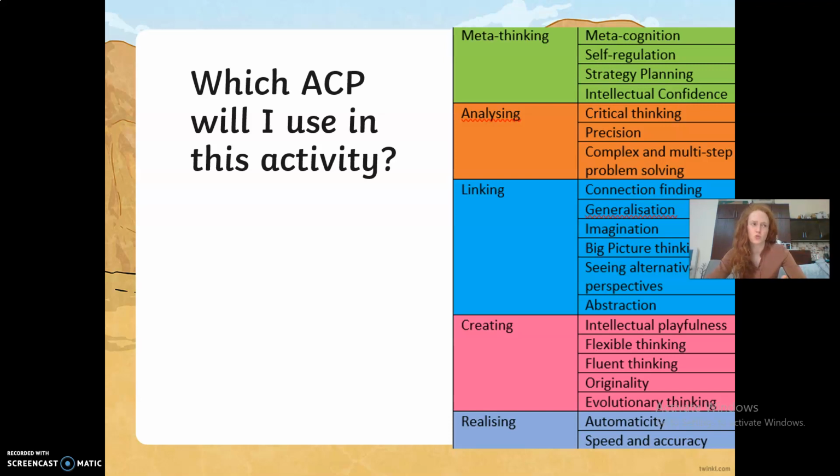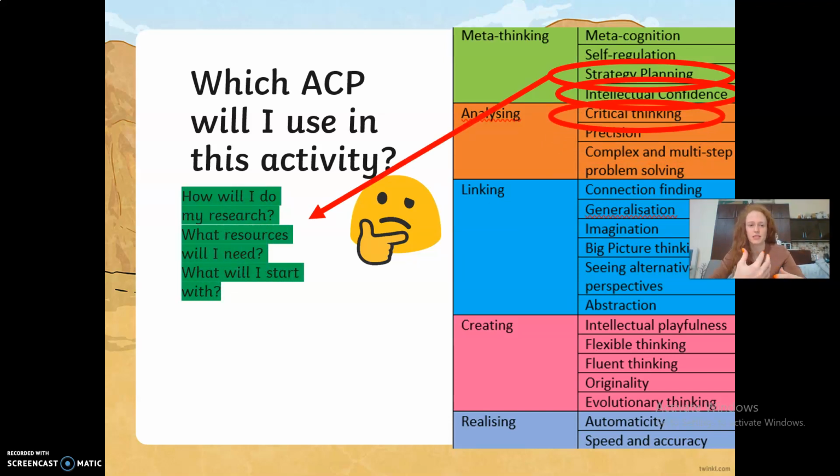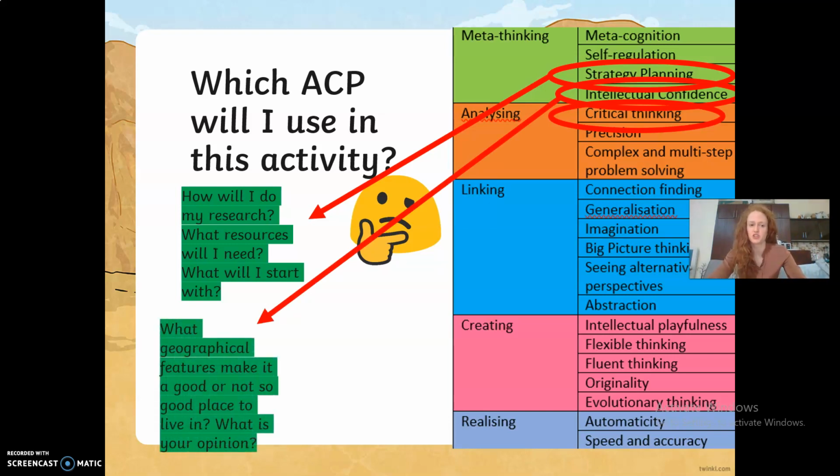Now, before you actually conduct your research, I'd like you to focus on what ACPs you will use in this activity, okay? So you can pause this video and take a minute to choose. Right, so we'll be doing strategy planning, intellectual confidence, and critical thinking. With strategy planning, I'd like you to consider things like how will I do my research, what resources will I need, what will I start with, what geographical features make it a good or not so good place to live in, what is your opinion?